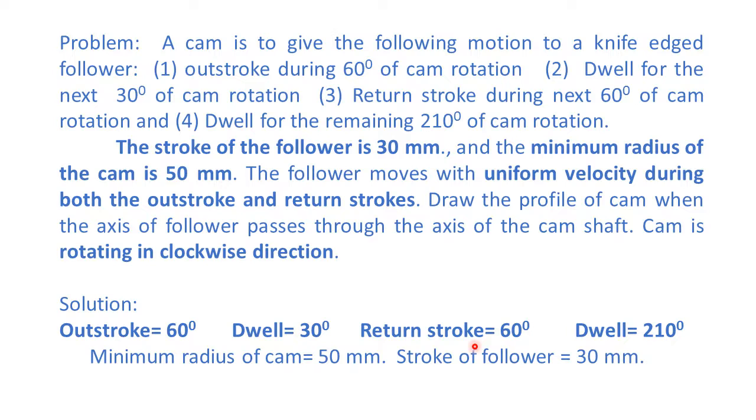It will neither go further up nor come down. At the lifted position by 30 mm it will remain there only. Then for the next 60 degrees it will gradually come down from the lifted position of 30 mm to the original base circle radius of 50 mm, and for the remaining 210 degrees it will remain there at the minimum radius of cam, which is 50 mm. If you add all these angles, 60 plus 30 is 90, plus 60 is 150, plus 210 is 360 degrees, full circle of the cam. That is what it is.